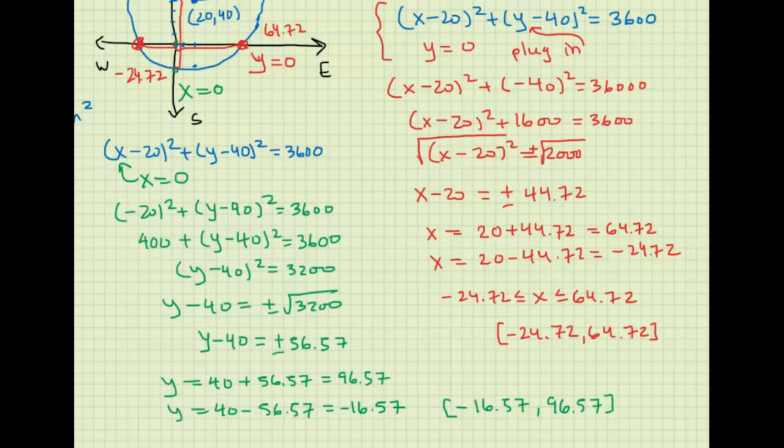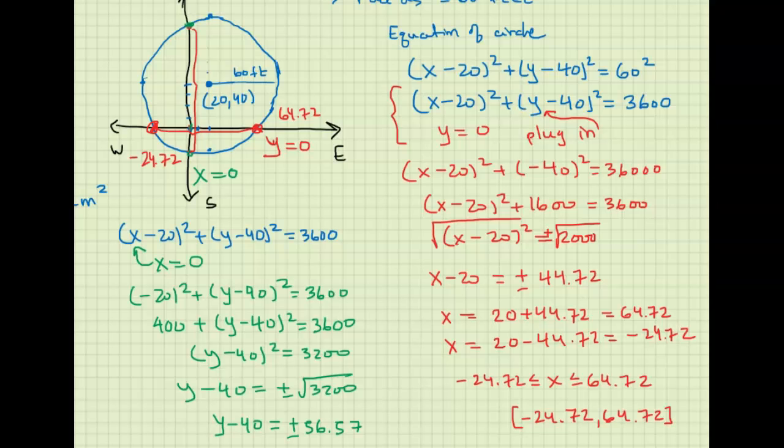Going back to our picture, this one right here is the negative 16.57, and this one up here is 96.57. Alright, there we go.